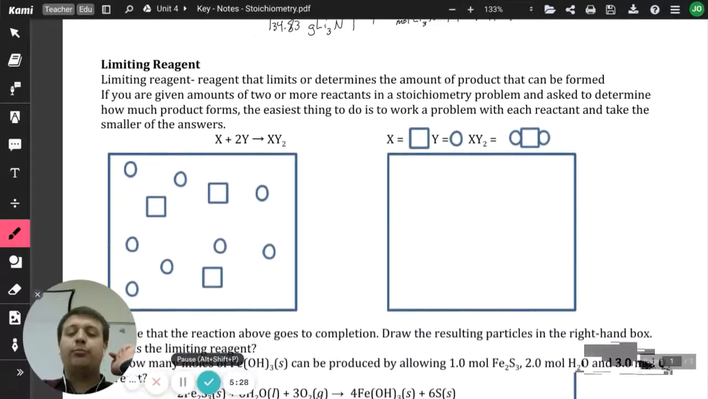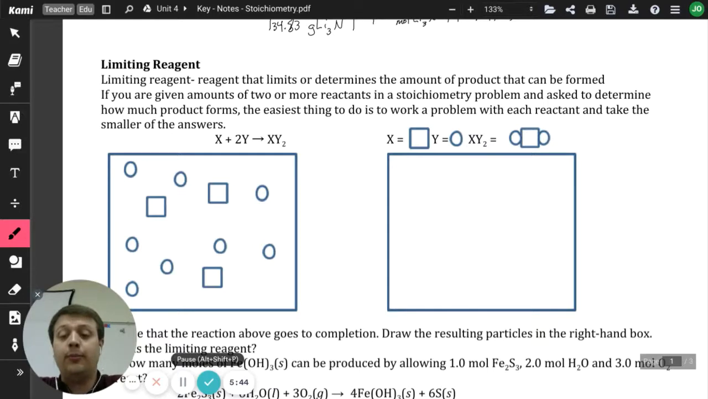Okay, so moving on. The next part we're going to talk about is the limiting reagent. Now remember that the limiting reagent is going to be the thing that's going to determine how much product can be produced. Why? Because we're going to run out of it. It's the thing that limits how much we can make.